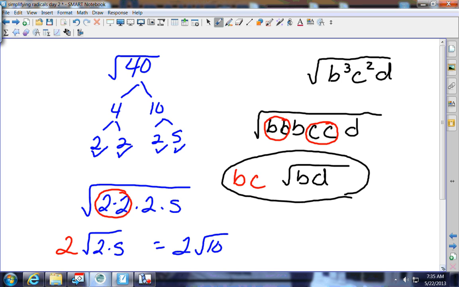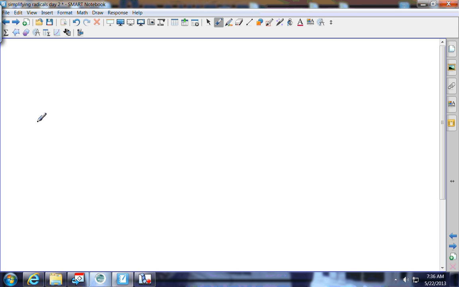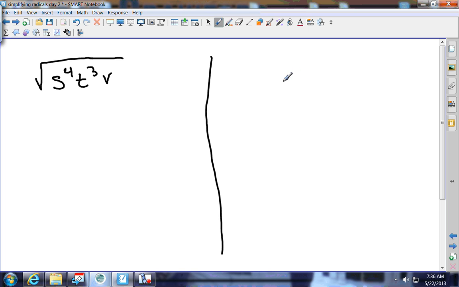Okay, let's try a different one. Okay, there's 2 of them right there. Try and figure out what those 2 are. I'll come back and we'll go through them.